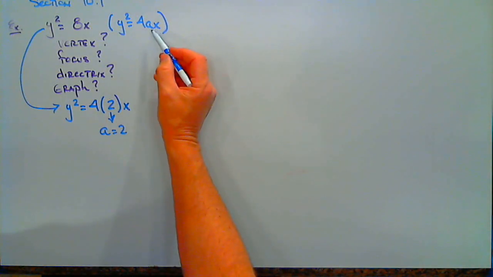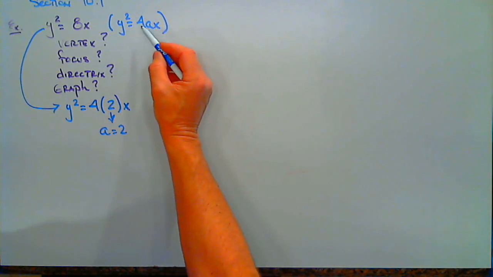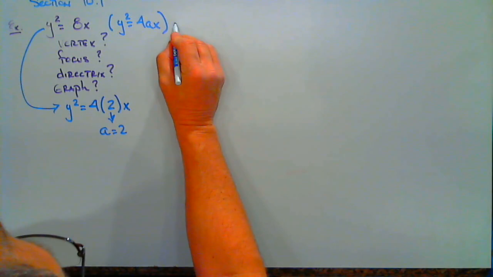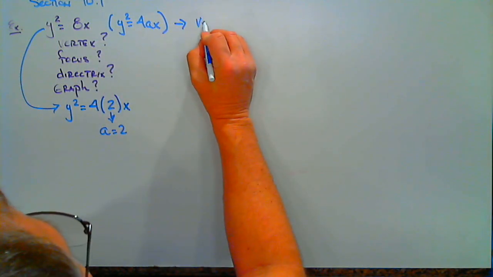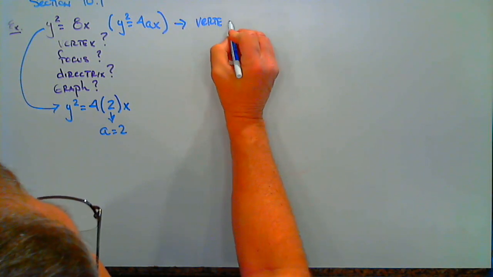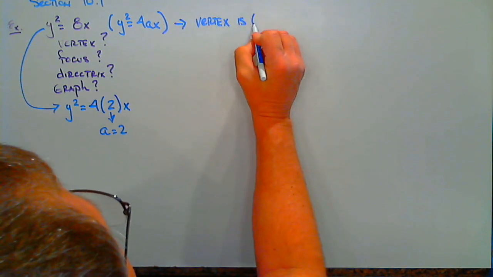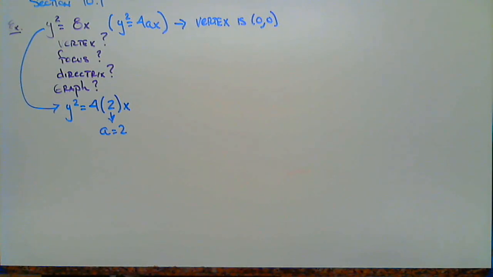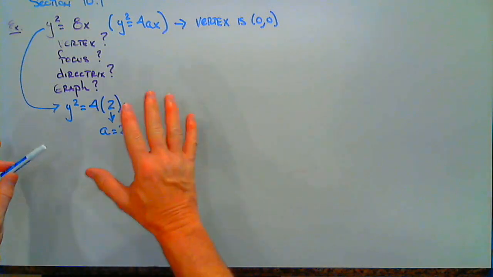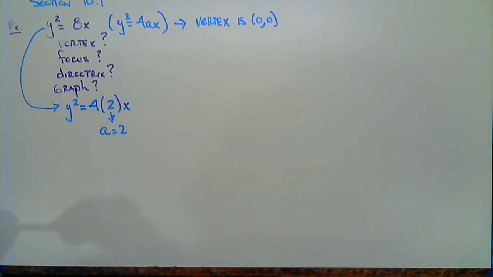Plus, because it's written in this form, the y squared equals 4ax form, we already know, because we've learned this in our theorem, our vertex is 0, 0. Right? There's no h and there's no k in there, so our vertex is 0, 0. So we're on our way to being able to do everything we've been asked to do here in purple. We know the vertex. We can find the focus, right?